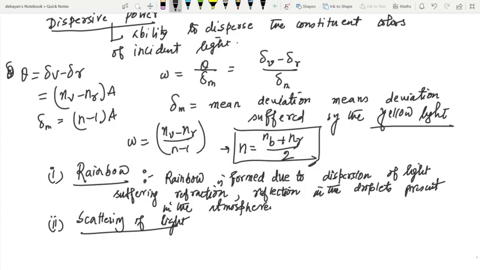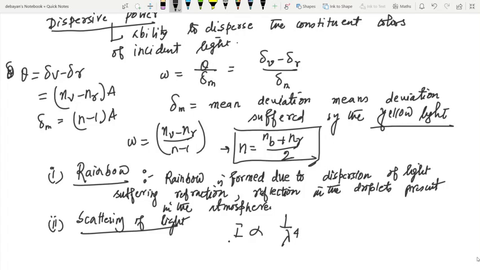We know that Rayleigh has already told us that the intensity of the scattered light is proportional to 1 by the fourth power of the wavelength of the incident light, provided the size of the particle is very small compared to the incident light. So you can see phenomena due to scattering of light, like the bluish color of the sky, the reddish sun at sunset or sunrise, and the clouds being generally white. All of that is due to the scattering of light.